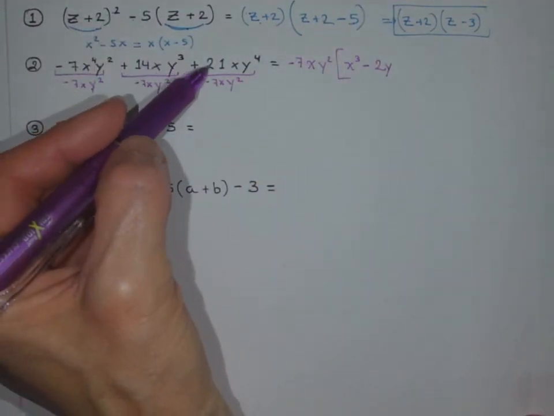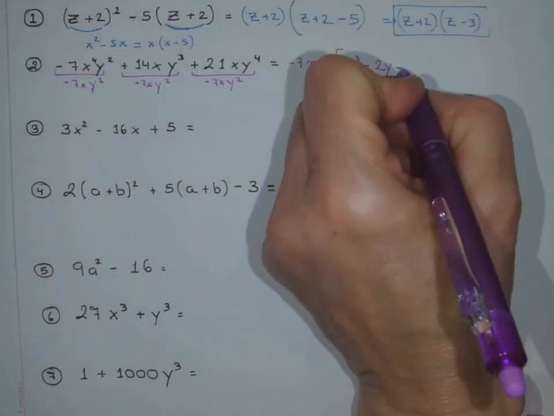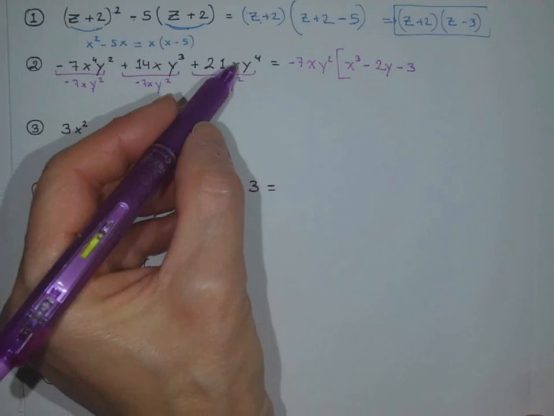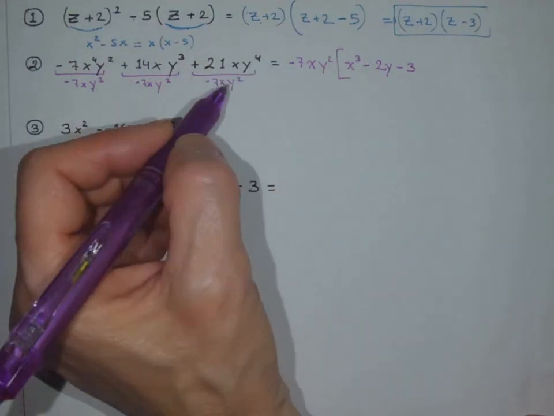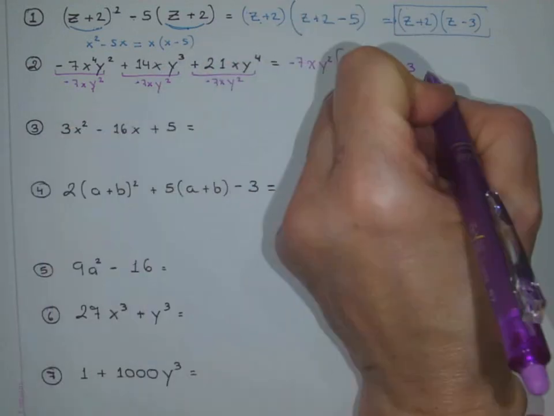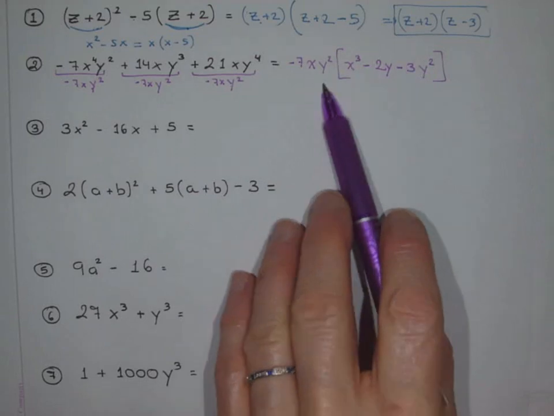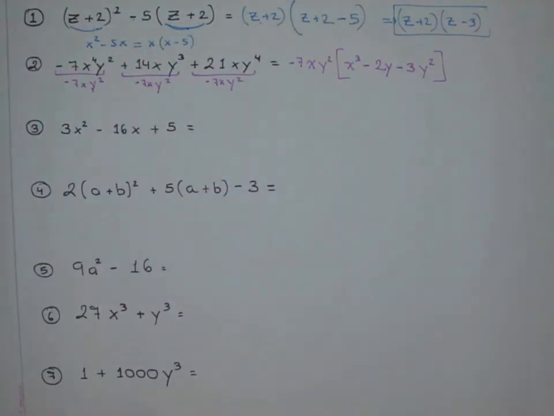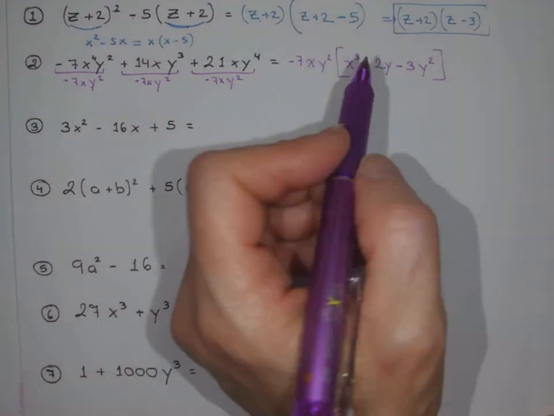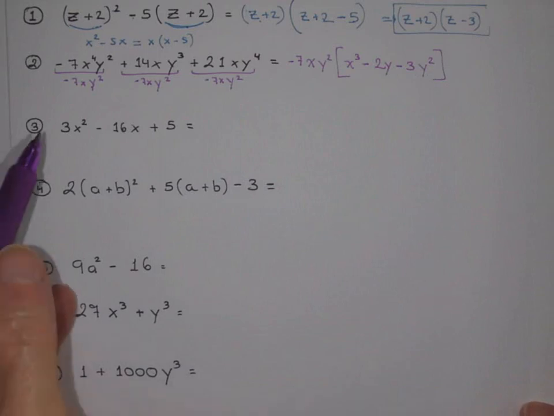Then we have a positive 21 divided by negative 7, that goes to a negative 3, so minus 3. And then we have x divided by x, that goes to 1. And then y to the fourth divided by y squared goes to a y squared. And now when you're looking at this, this is in simplest form, right? So that will be your factored term. And this is not factorable anymore, so we're going to stop right there. All right, number three.